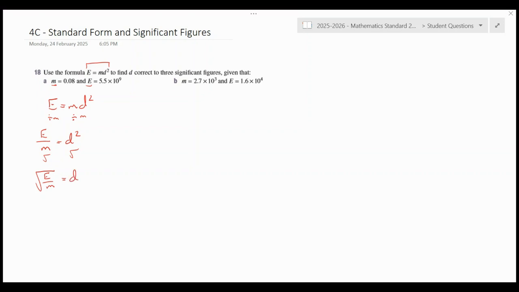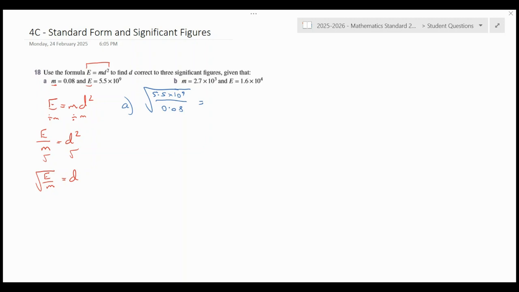I'll change colors so we can see what I'm doing. Question A. I now have m equals 0.08 and e equals 5.5 times 10 to the 9. So square root of 5.5 times 10 to the power of 9 over 0.08. I'm going to literally put that into the calculator, which I can't show you on this particular one, but I'll just do it on my one right here so I can be sure that I'm getting it right.